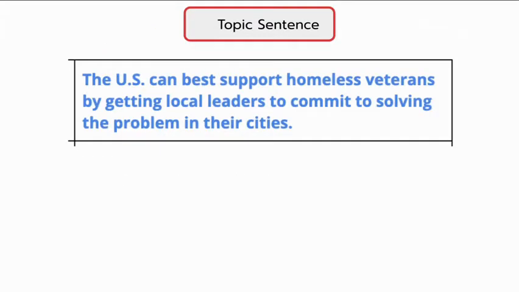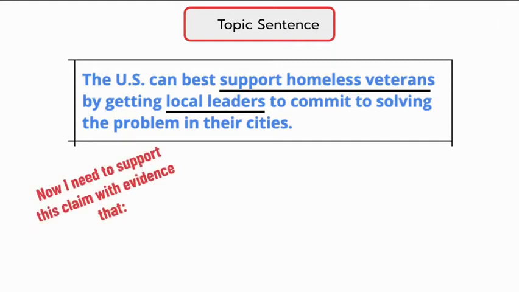All right, so let's practice. This is the teacher example we've been using. My topic sentence says that the U.S. can best support homeless veterans by getting local leaders to commit to solving the problem in their cities. So I'm just reminding myself what exactly it is that I'm trying to prove. I'm trying to prove that we need to support homeless veterans specifically by getting local leaders to do something. So local leaders meaning like mayors or city council people.